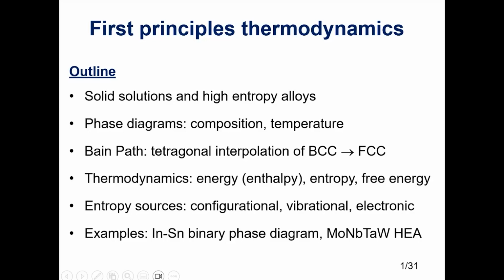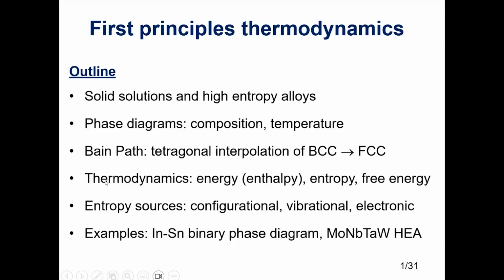Then I'm going to explain how to read phase diagrams. Those are alloy phase diagrams as functions of composition and temperature. Then I'm going to make a little detour into a discussion of something called the Bain path. The Bain path is a sequence of distortions of cubic structures that take you from a body-centered cubic structure through a tetragonal intermediate to a face-centered cubic structure. I'll show that first in the context of iron, and then in the context of a certain binary alloy that I'm going to discuss in detail further.